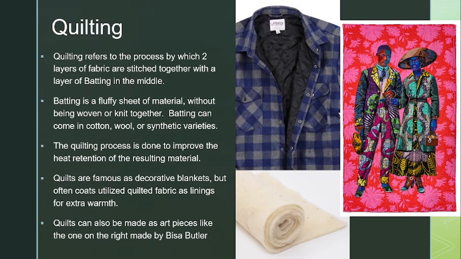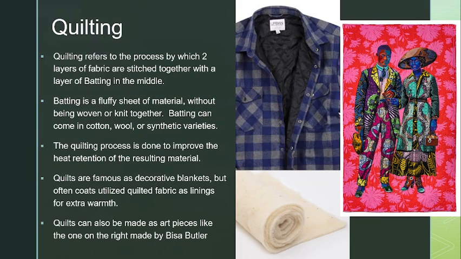Quilting. Quilting refers to the process by which two layers of a fabric are stitched together with a layer of batting in the middle. Batting is a fluffy sheet of material without being woven or knit together. So it's simply just fluffy material, kind of just patted down into a sheet. Well, not so thin, fairly thick actually.